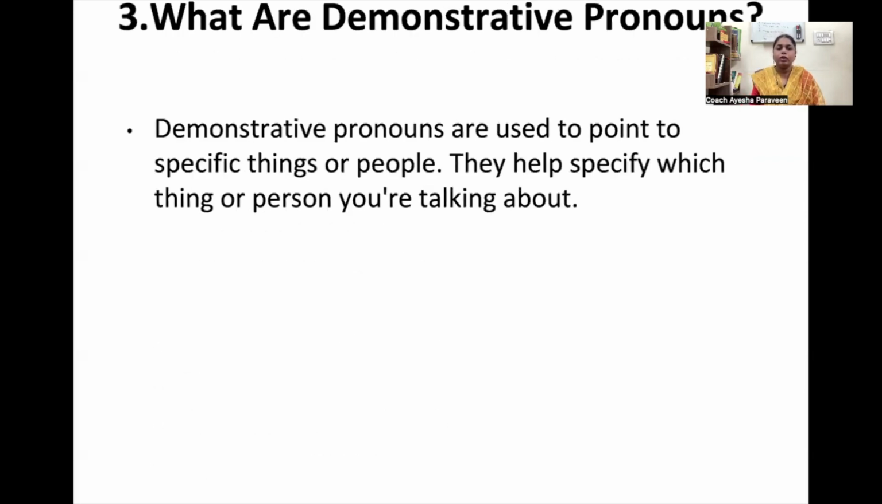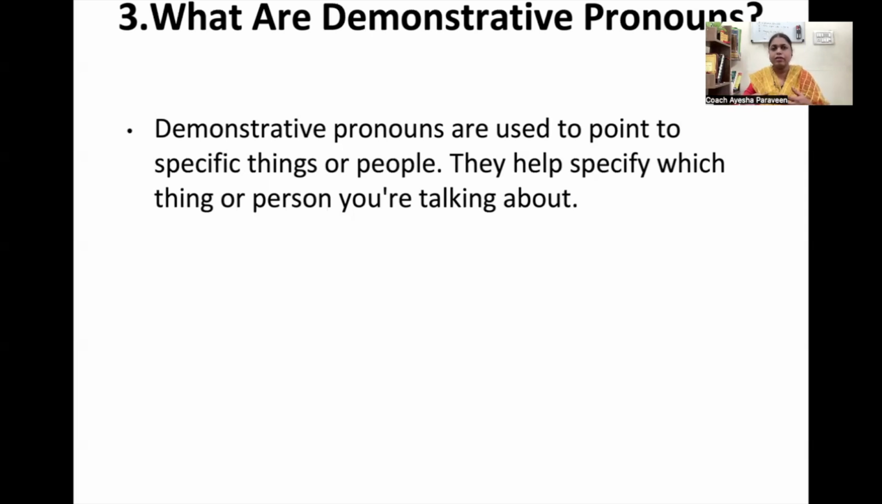Now we will move to the third type of pronoun, that is the demonstrative pronoun. We'll understand what a demonstrative pronoun is and how to use it in a sentence. Demonstrative pronouns are used to point to specific things or people. When we are pointing to specific things or people, we use a demonstrative pronoun. They help specify which thing or person you are talking about.